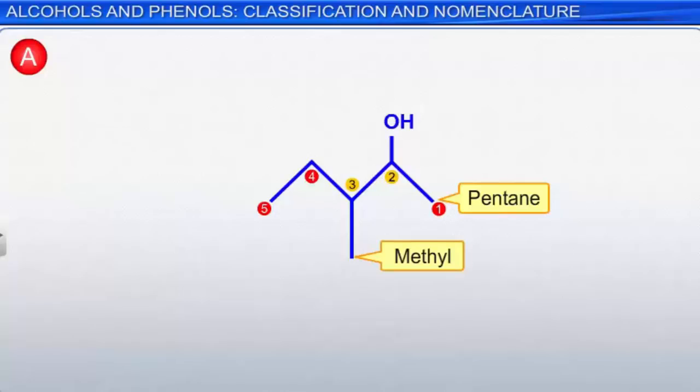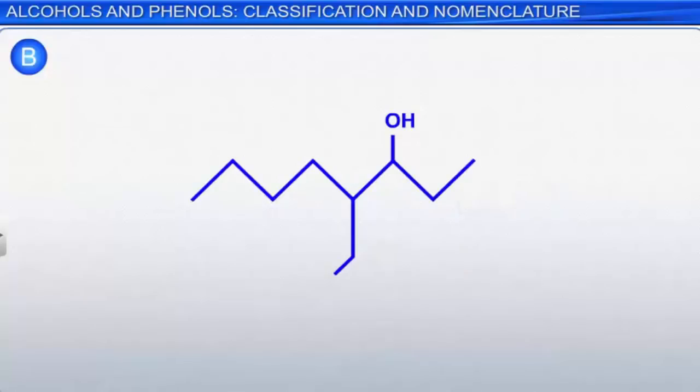So, the correct name of this molecule is 3-methyl-2-pentanol. In molecule B, the longest continuous chain has 8 carbons.